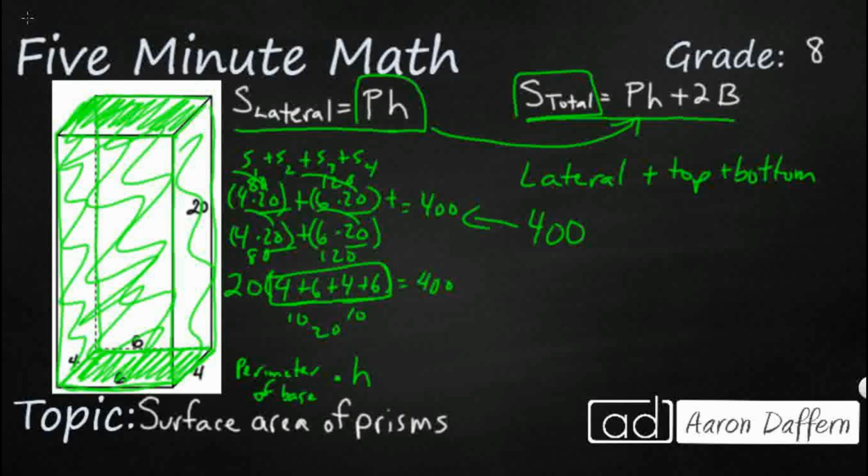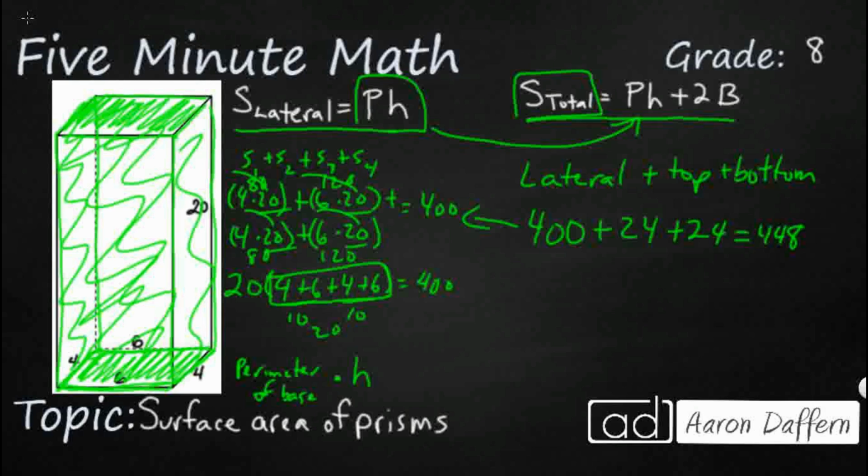And so the area of the bottom, that's 4 times 6, 24. There's no measurements on the top, but we know it's identical, so it's going to be another 24. So that's just going to make 448.